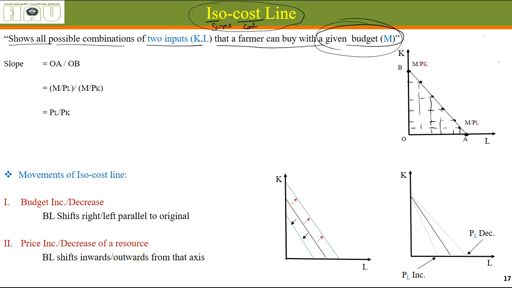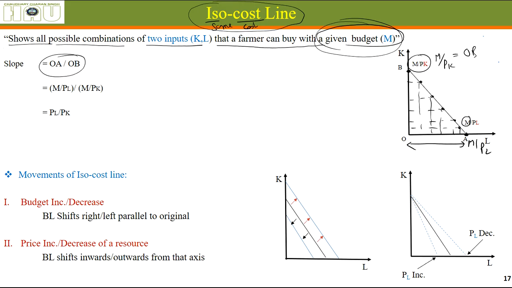So OA quantity, let's say he spends his entire budget on labor. How much quantity of labor can he buy? He can buy total budget divided by the per unit price of labor. Similarly, if he spends all the money on capital, he can buy OB quantity, which is equal to total budget divided by the per unit price of capital. So the slope of this line should be OA by OB.